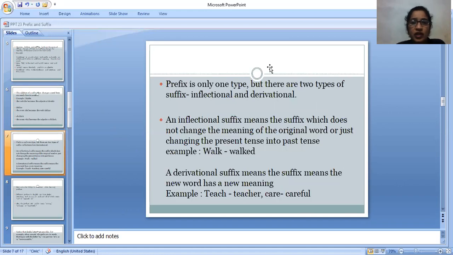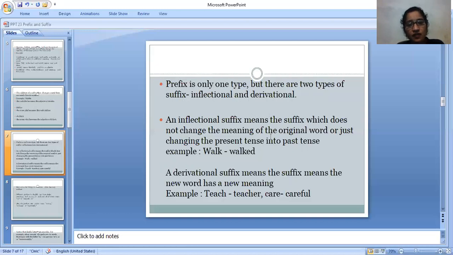Prefix is only one type, but there are two types of suffix. So generally prefix is only one type, but suffix is of two types. What are those two types? Inflectional suffix and derivational suffix. So you have two types of suffixes. One is inflectional suffix and the other one is derivational suffix. So what's an inflectional suffix then?